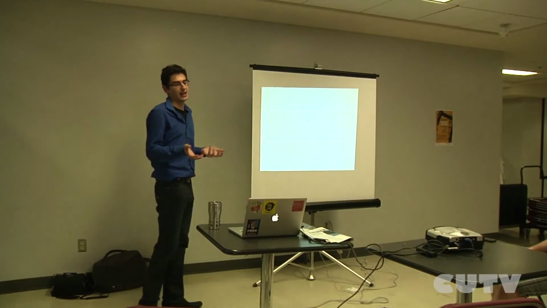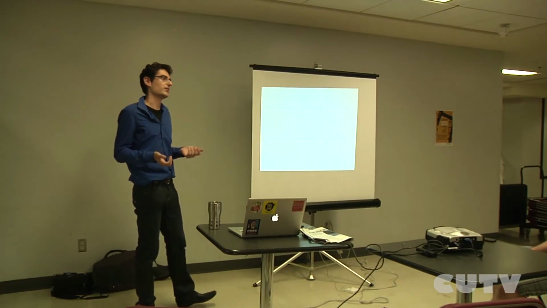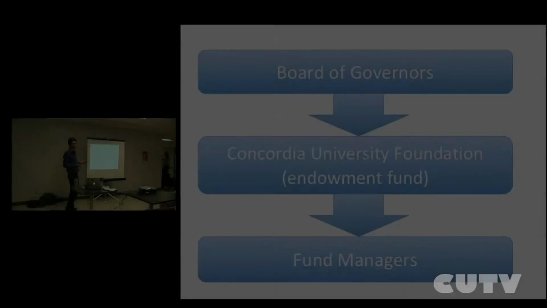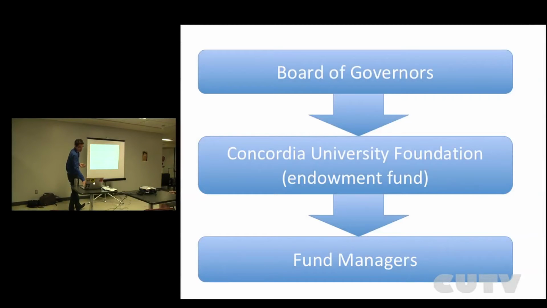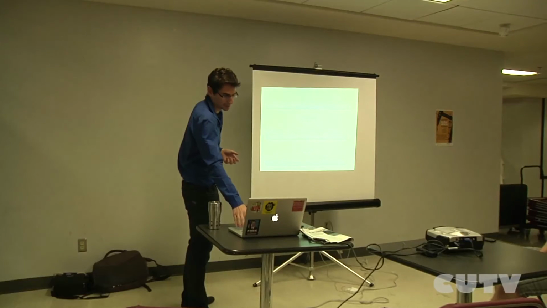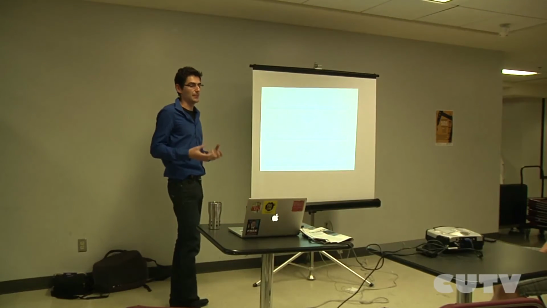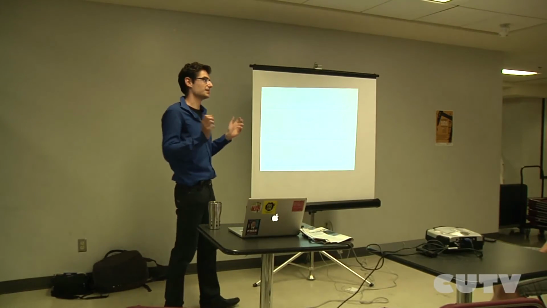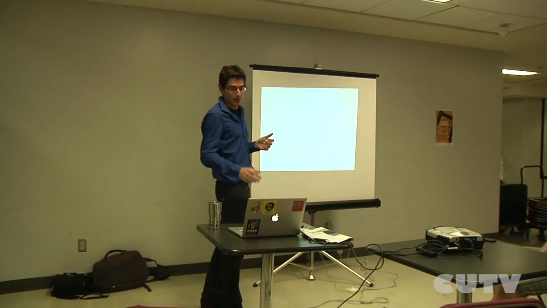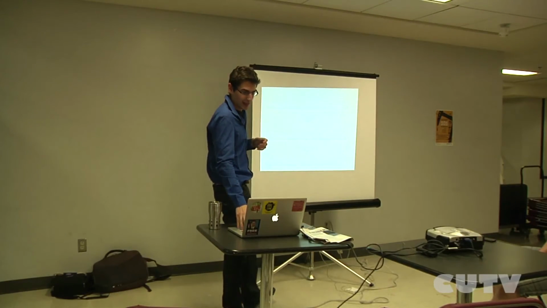The University Endowment Fund, or Concordia University Foundation, is the endowment fund of the university, and they have fund managers who would then have to adopt the guidelines given to them by the Board of Governors. Really, the crux of this campaign is to put pressure on these decision makers to divest.